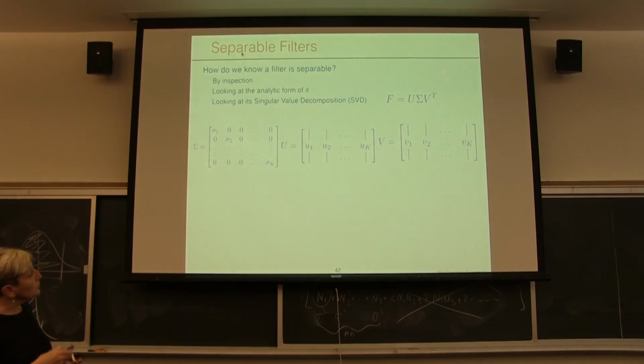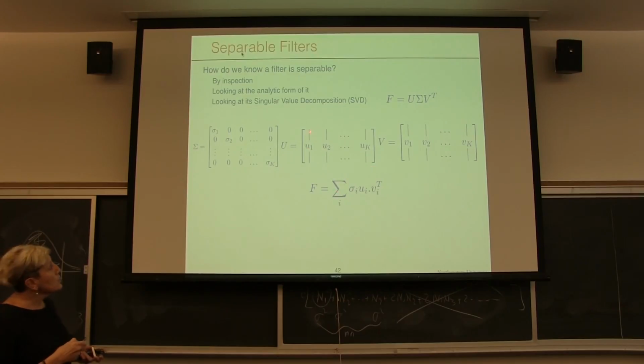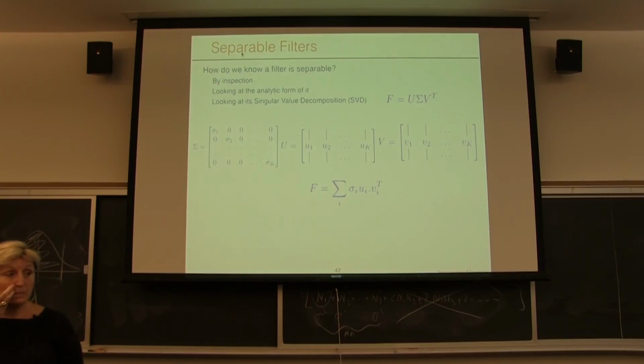If this is true, and we can always find a decomposition like this for any matrix, then it means that F can be written also like this. You take each column of U and each column of V, and this column gets transposed. So this times this gives you a matrix of the right dimensions, and you scale that matrix by the corresponding singular value, and then you add them all together, and you get back the original matrix.